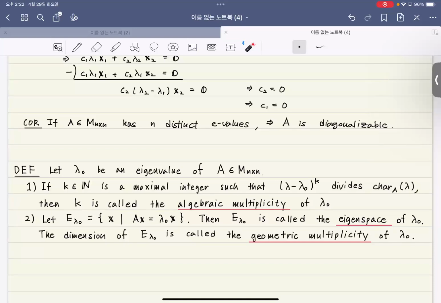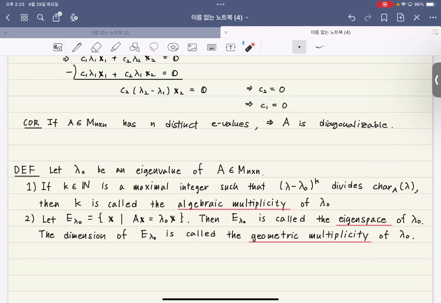That means A is a 5 by 5 matrix, and I have 2 eigenvalues, 1 and 3. In that case, the algebraic multiplicity of 1 is just 2, and the algebraic multiplicity of the eigenvalue 3 is 3. So it's not a big deal. Factorize the characteristic polynomial, and the power of each root is the algebraic multiplicity. Easy. So what about the geometric multiplicity?